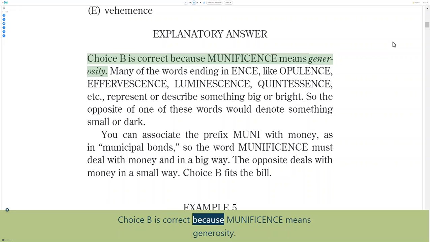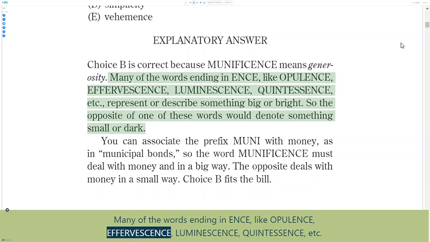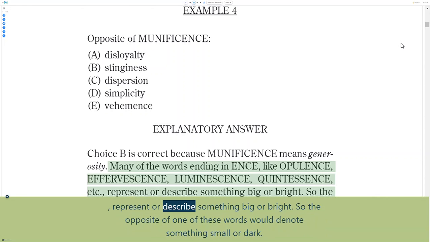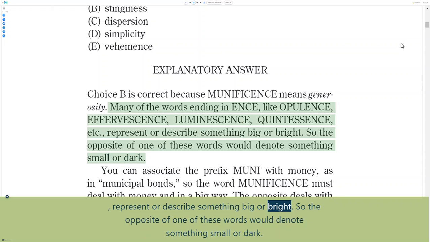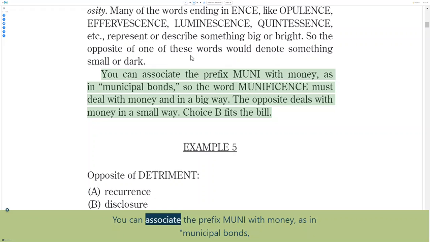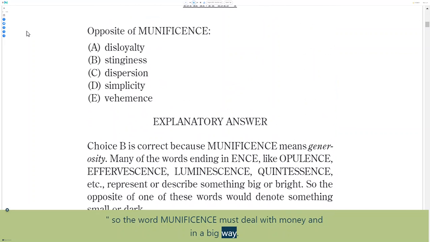Choice B is correct because munificence means generosity. Many of the words ending in ence, like opulence, effervescence, luminescence, quintessence, etc., represent or describe something big or bright. So the opposite of one of these words would denote something small or dark. You can associate the prefix muni with money, as in municipal bonds, so the word munificence must deal with money, and in a big way. The opposite deals with money in a small way. Choice B fits the bill.